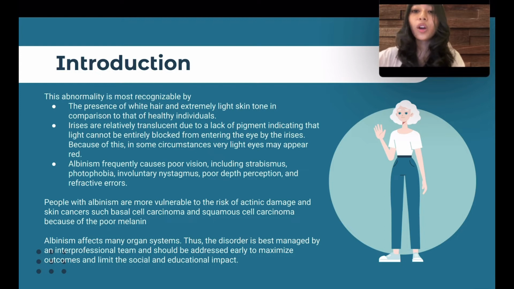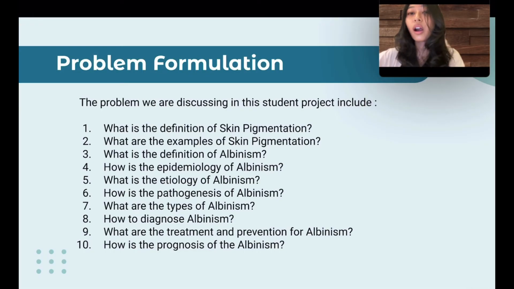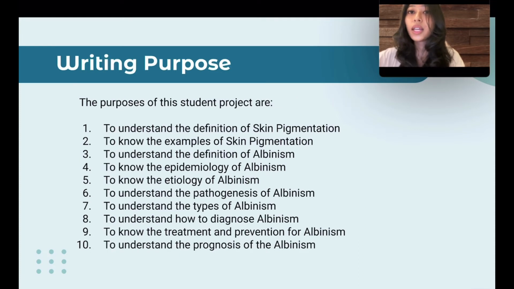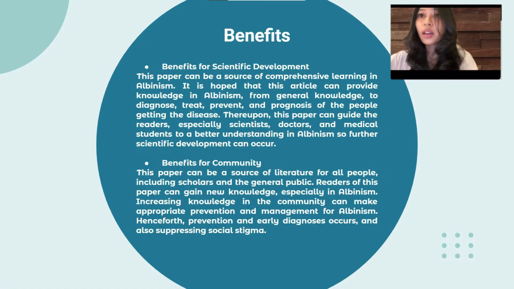Albinism affects many organ systems. This disorder is best managed by an interprofessional team and should be addressed early to maximize the outcomes and limit the social and educational impact. So here is our problem formulation for the writing of this student project, and these are the writing objectives proposed. And here are the benefits of our writing. So that's all from me. It will be continued by my friends.